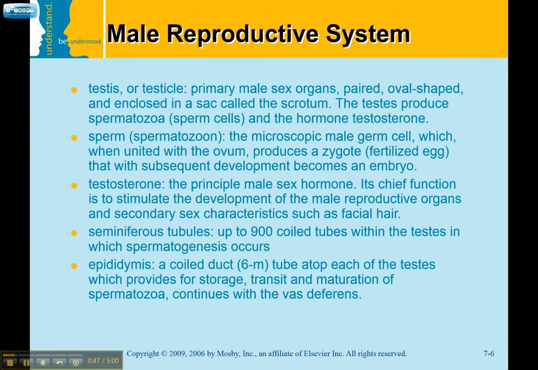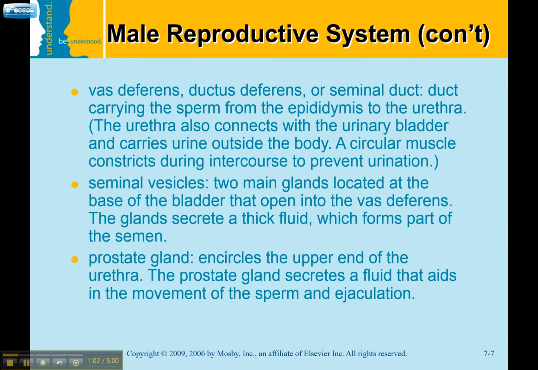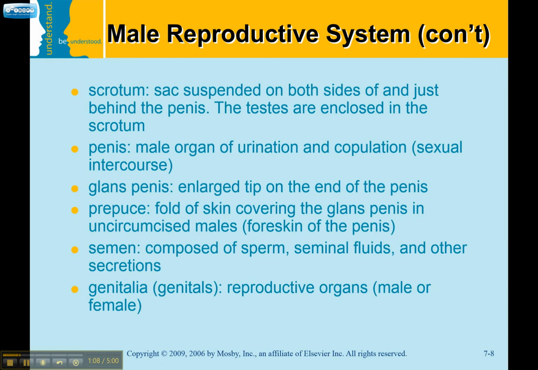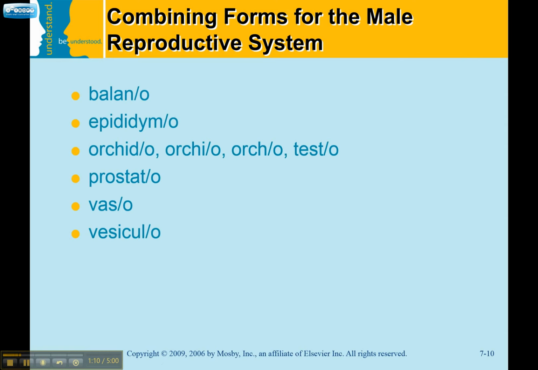So here are all the parts of the male reproductive system with the definition. Some of them are going to be familiar to you and you're going to already know what they mean, but some of them are going to be new, so please pay close attention to this as they will be covered on the quiz. So here are just some more definitions, and again you can find those on page 270 and 271 in your book. Alright, let's go over it.